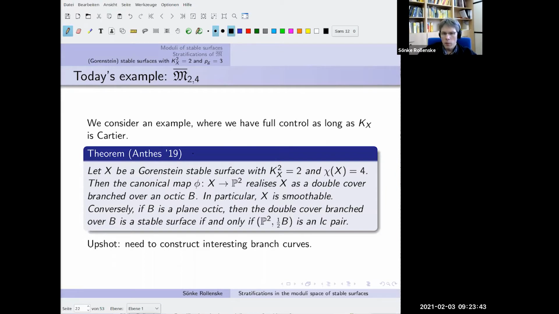And conversely, if I have a plane octic B, then I can take the double cover branched over B, and it's stable if and only if the pair (P2, 1/2 B) is a log canonical pair. This is basically a baby case of a result by Alexeev and Pardini on Galois covers. But the upshot is, if you want to construct interesting surfaces, we have to construct interesting branch curves in P2. So basically we have reduced our problem to studying plane octics.